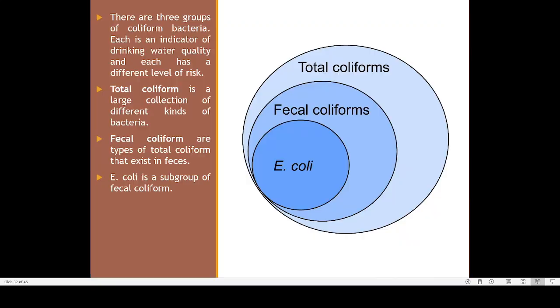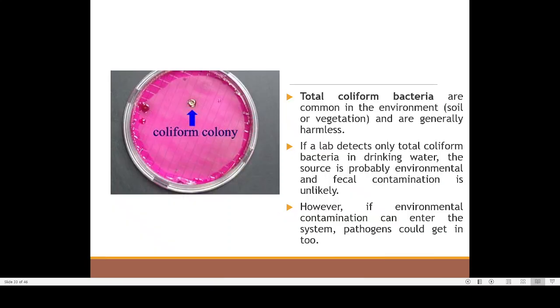Then there are three kinds of coliform bacteria. Each is an indicator of drinking water quality and has a different level of risk. Total coliform bacteria include different types of bacteria, of which one type is known as fecal coliform, present only in feces. Then E. coli is a subform of fecal coliform bacteria. So even though we use the term coliform, there are different types of coliform bacteria. Only one type of coliform bacteria survives in water. That bacteria is known as fecal coliform, and most commonly E. coli is the most common type of coliform bacteria.